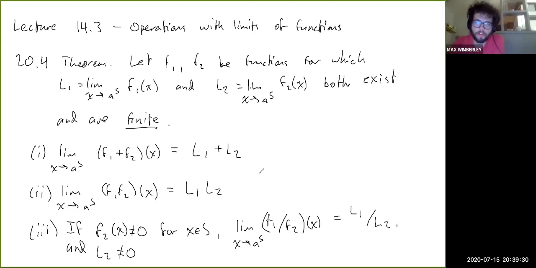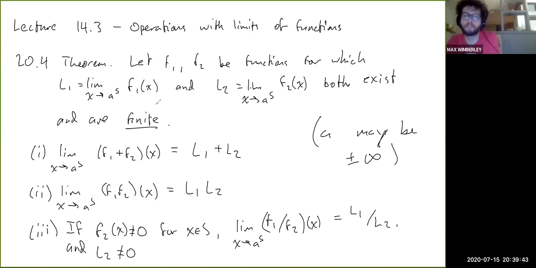Notice that a may be plus or minus infinity. So a is actually allowed to be infinite in these statements, but L1 and L2 have to be finite. Imagine if L1 was positive infinity and L2 was negative infinity, then the sum could be anything. It could be positive infinity, negative infinity, or a finite number. That's what we call an indeterminate form. And the same thing goes here: if L1 was infinity and L2 was 0, we have no idea what this limit might be.